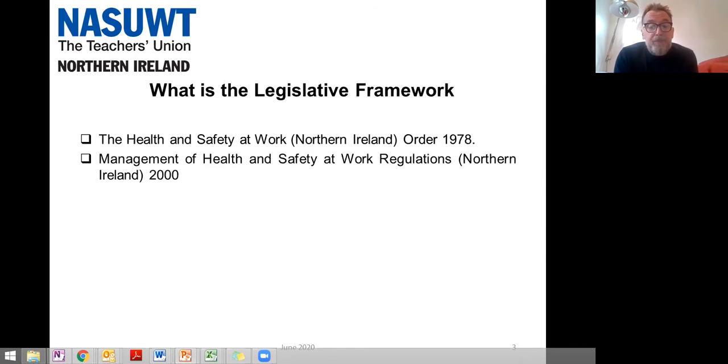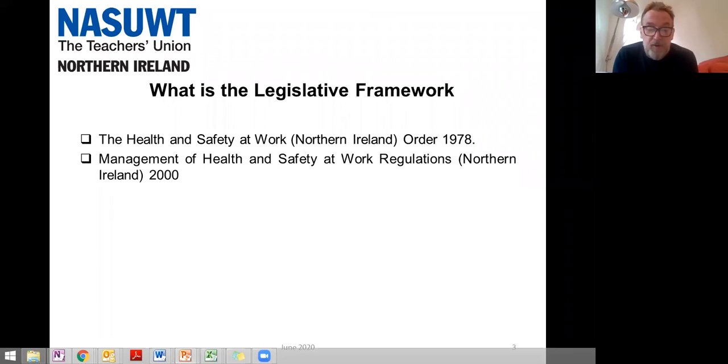So we've got the Health and Safety at Work Northern Ireland Order 1978 and the Management of Health and Safety at Work Regulations Northern Ireland 2000. So risk assessments are not optional extras or just good practice. They have a legal basis.